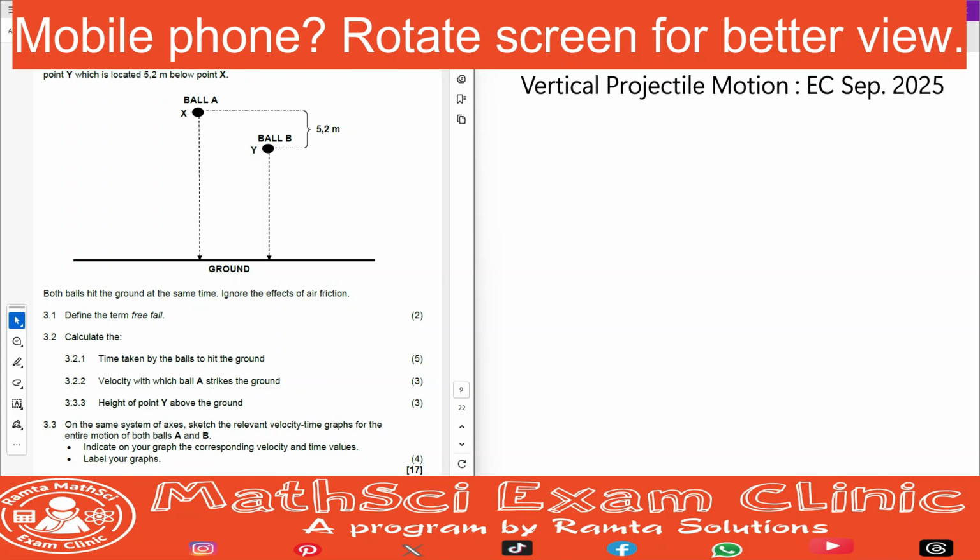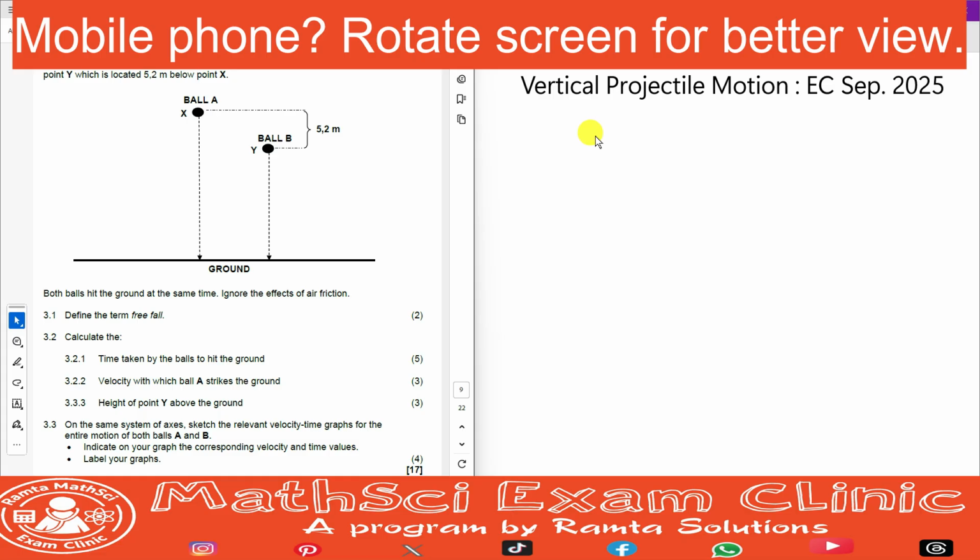Hello, guys. In today's grade 12 physical sciences vertical projectile motions exam clinic, we are looking at the Eastern Cape's physical sciences paper 1 of September 2025. As you can see, this question is 17 marks, so we must spend 17 minutes in total, unless there are things outside our control, like mistakes made in the questions. Otherwise, let's proceed.